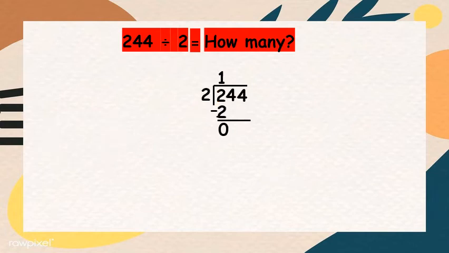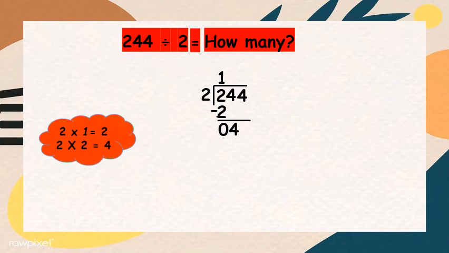Next, bring down 4 from the tens place and write it at the side of 0. Next, say the 2 times table up to 4. So 4 divided by 2 is 2. Write 2 in the tens place of the quotient. Then multiply 2 times 2 is 4. Then subtract 4 minus 4, 0.